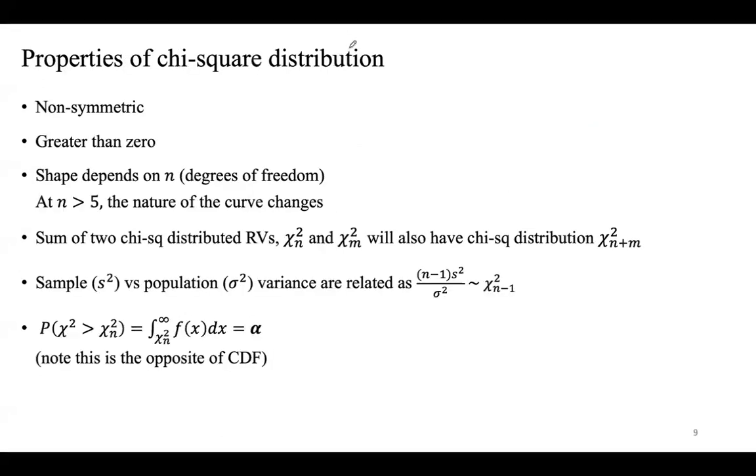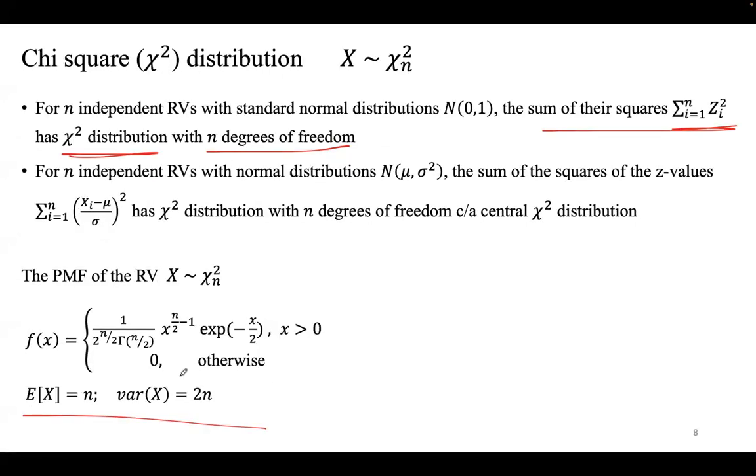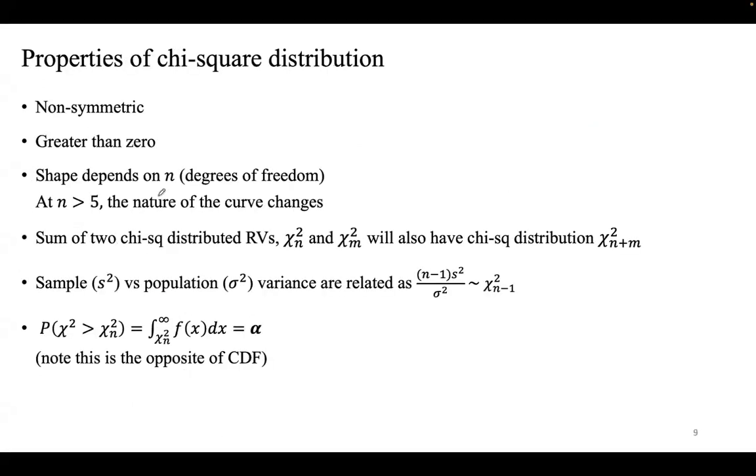There are some more properties of the chi-square distribution: this is a non-symmetric distribution and all the values are on the right side. So there's nothing on the left. Okay, the value is 0. And we will just see all of these distributions in R. And since you've seen here that the shape, the mean, variance, everything, there's a very strong dependence on n, right? So that is the degrees of freedom. So how much can the curve vary? And at n greater than 5, the nature of the curve changes, which also we'll just see.